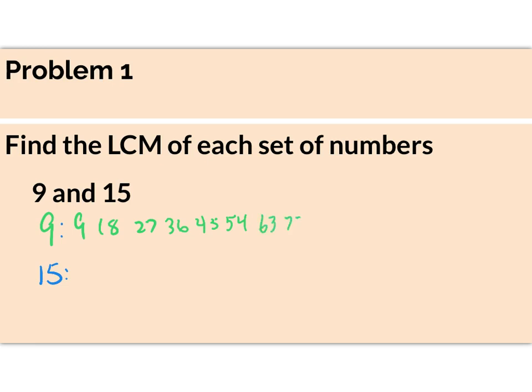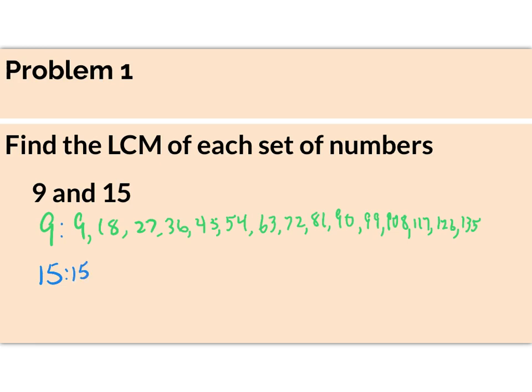63, 72, 81, 90, 99, 108, 117. I should pick commas to make it nice and neat for you guys. What's after 117? 126, 135.